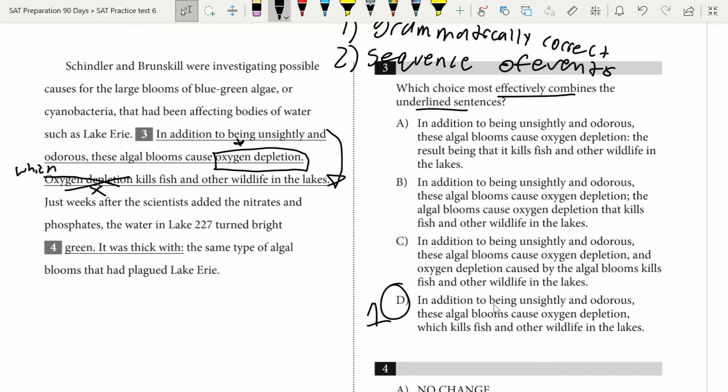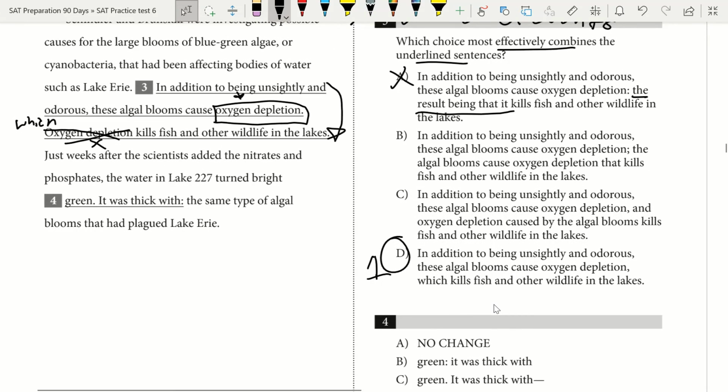A, "In addition to being unsightly and odorous, these algal blooms cause oxygen depletion," a colon there, and then "the result being that it kills fish." This part right here, "the result being that it kills fish," is very, very wordy, so A is wrong. We don't want to be wordy when we're doing the combining sentences questions, or ever. We never want to be wordy on the SAT writing section, ever.